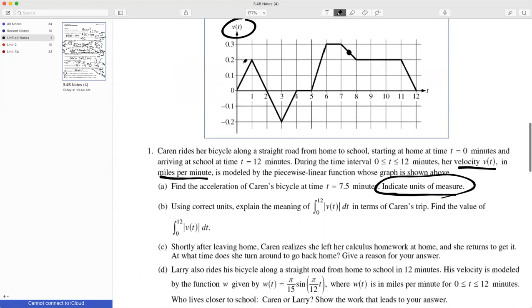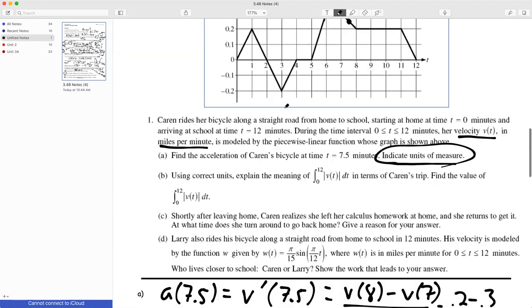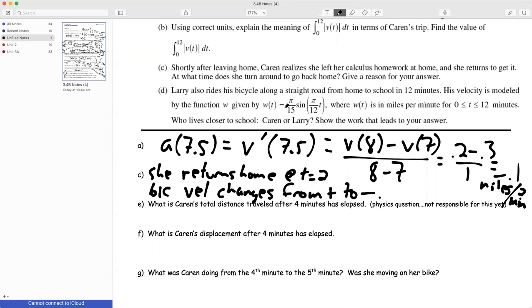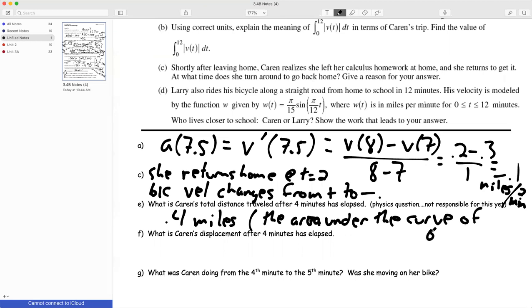So I have a little triangle here. The base is 2, the height is 0.2. So that gives me an area of 0.2. And this is equivalent to this. It's just below the x-axis. So my total distance traveled is going to be 0.4 miles. This is the area under the curve of a velocity graph. That's how we get total distance, which we will get to.